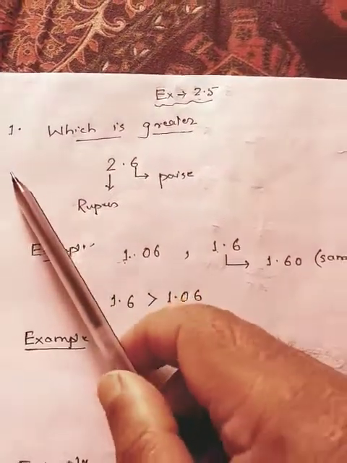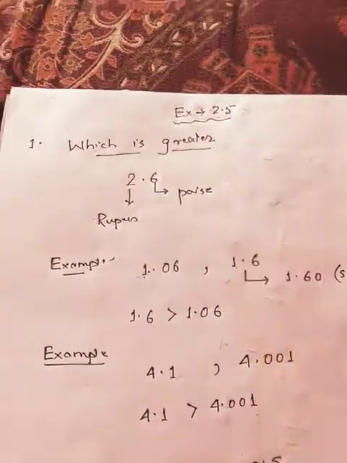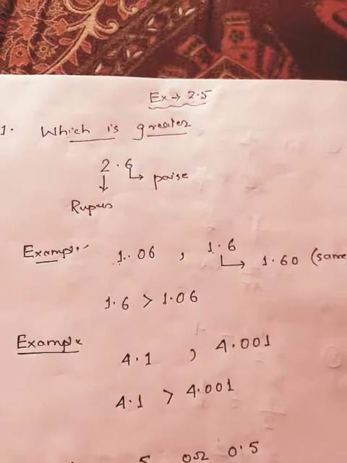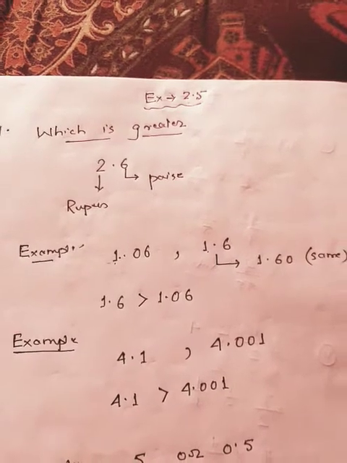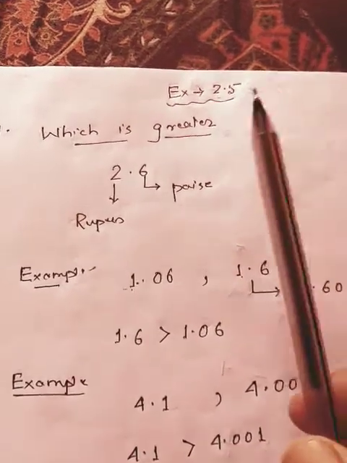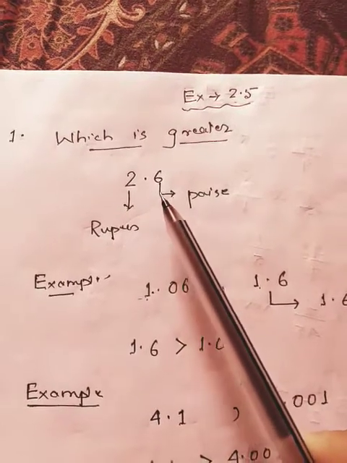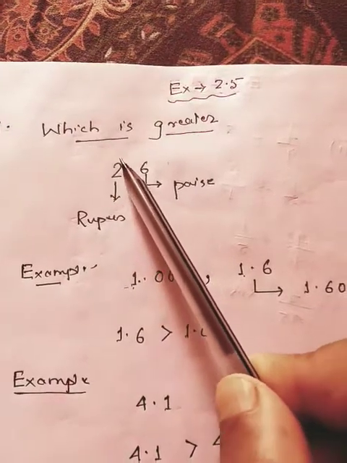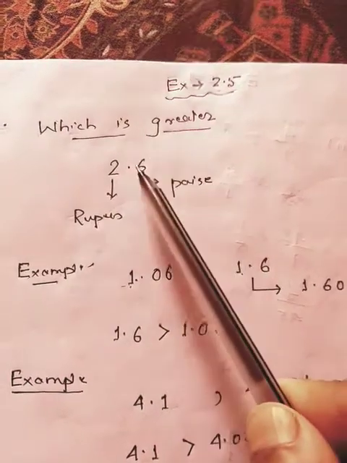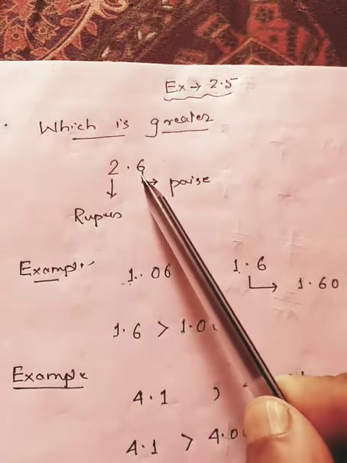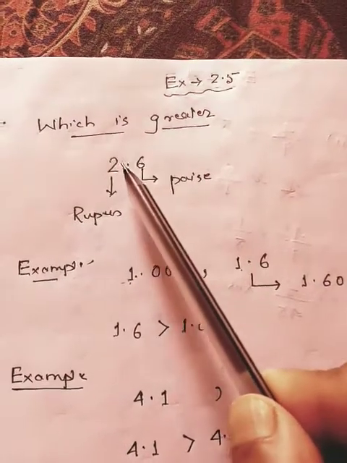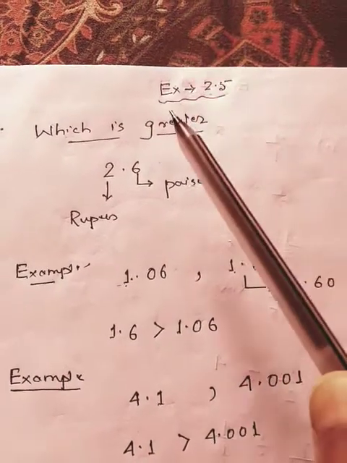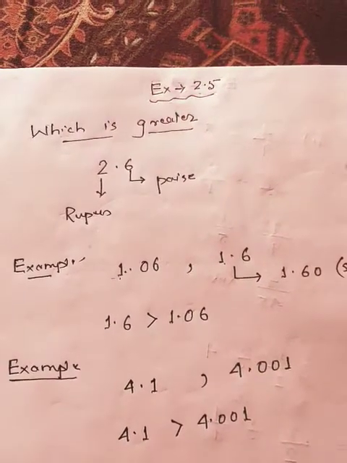You just have to compare the two decimal formation. Now in question number 1, they have asked which is greater. In the questions, two decimal forms would be given and you have to compare. You have to say which decimal form is greater than the other one. For that you have to understand one basic thing about decimals: on the left hand side of the decimal there are rupees, and on the right hand side of the decimal there are paisa. So how many rupees, how many paisa is there? 2 rupees 60 paisa.